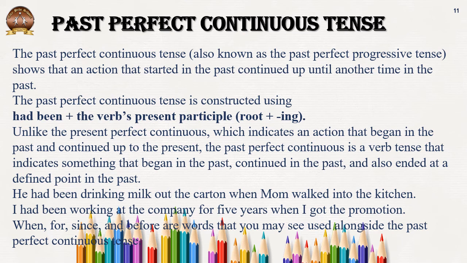Okay, he had been drinking milk out of the carton when mom walked into the kitchen. Now see, second sentence is in past tense. So the action got completed in the past, started in the past, continued and completed all in the past. I had been working at the company for 5 years when I got the promotion. Second sentence, notice, also in the past. Yes, so the action ended in the past after it was continuing. When, for, since and before are words that you may use alongside the past perfect continuous tense.